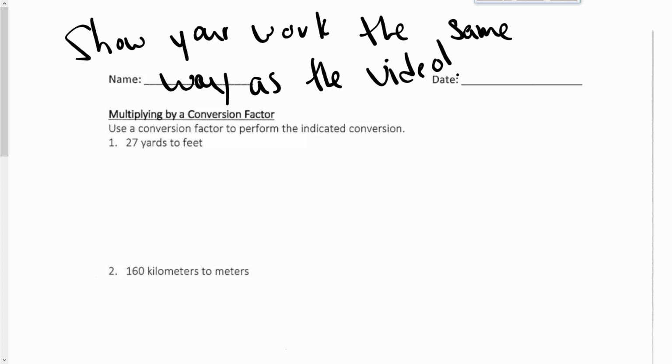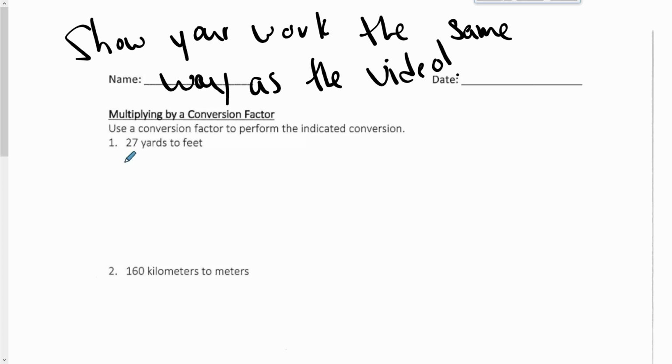So these first examples will probably be pretty easy, but I need you to show your work the same way that it's done on here, so that when we move on to harder problems in the future, you'll be able to show your work and get the right answer. So it says to use a conversion factor to perform the indicated conversion. So we want to turn 27 yards into feet.